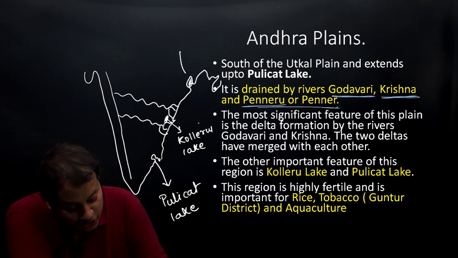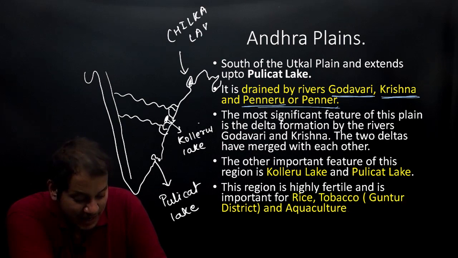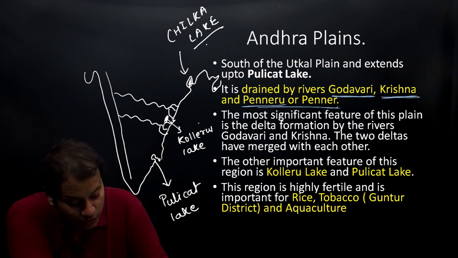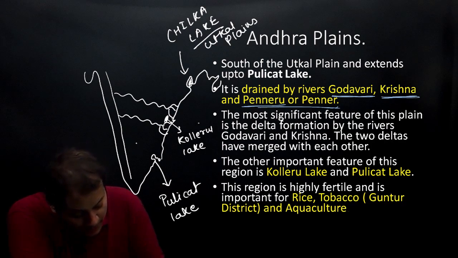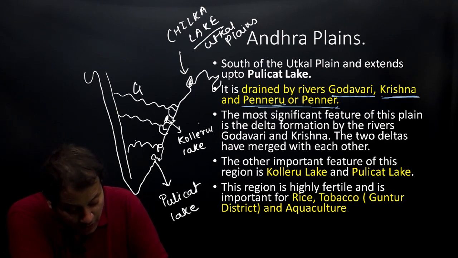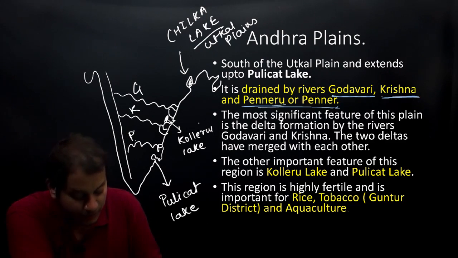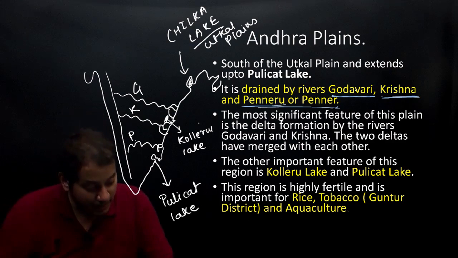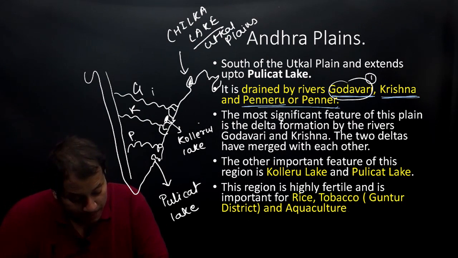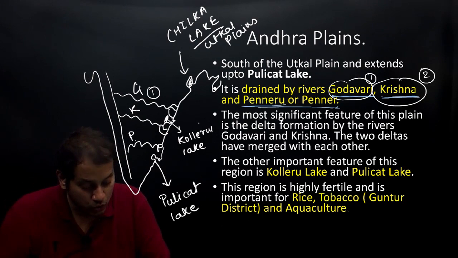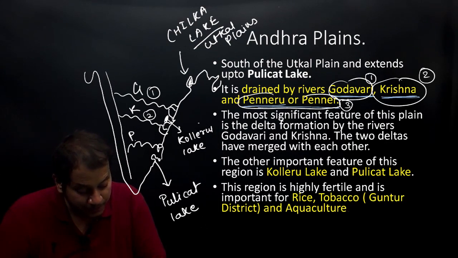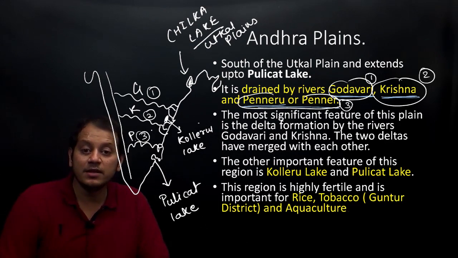This lake here is Chilka Lake. Does it lie in the Andhra Plains? No, it lies in the Utkal Plains. And you can see here there is a small river which is known as river Penneru. So this is Godavari, this is Krishna, and this is Penneru River. Therefore we say that it is drained by Godavari 1, Krishna 2, and Penneru or the Pennar river system, that is 3. This is the third river.